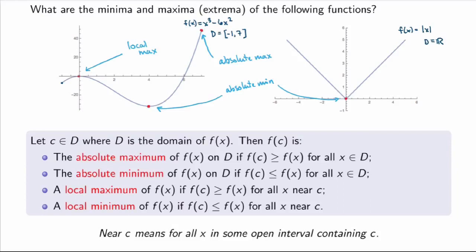Now, the endpoint here is not a local max. So the endpoints of a closed interval can never be local min and max because they are not included in some open interval, because they're the endpoints. Right, so according to the definition, they're never local min or max.